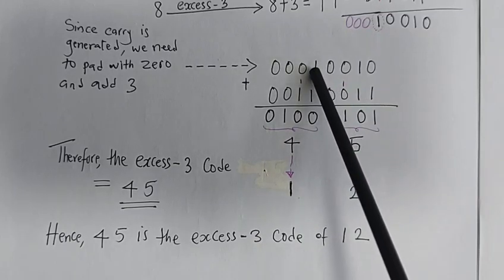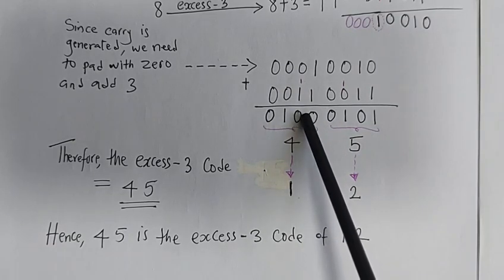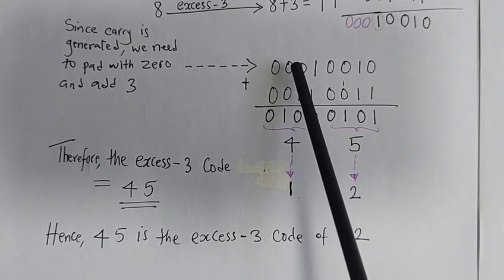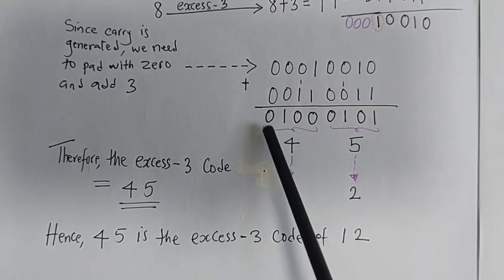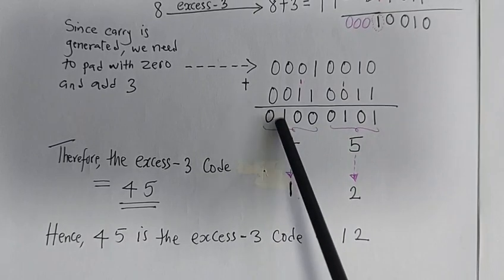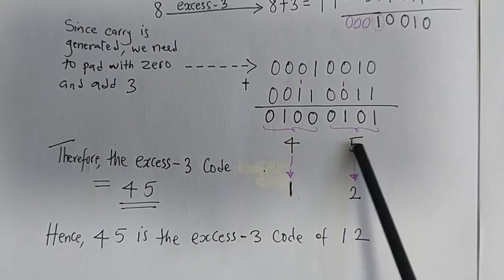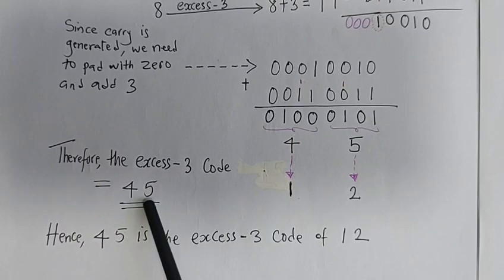Now let's carry out the next operation. We have 1 plus 1, which is 0 with a carry of 1. 0 plus 1 plus 1 is going to be 0, right, with a carry of 1. So we'll carry 1 to this next bit. We're going to have 0 plus 1 plus 0, it's going to be 1. 0 plus 0 is going to be 0. So in this case, we'll have to decode this into decimal. We have 0100, which is 4. So in this case, we have 4 and 5. So therefore, the Excess-3 code is equal to 45.